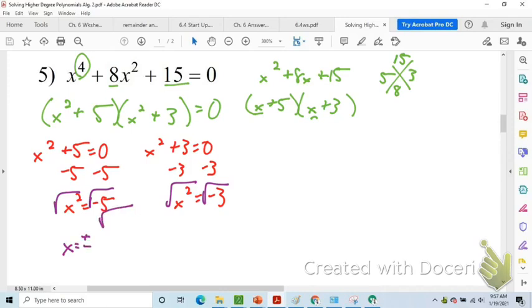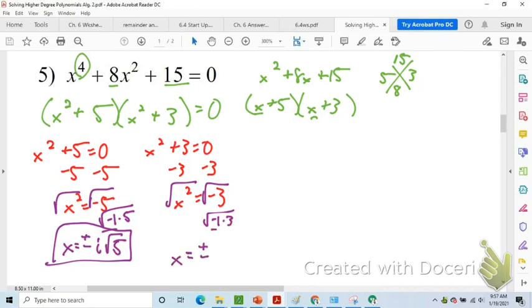If this is the same thing as negative 1 times 5, the square root of negative 1 is i, and the square root of 5 is the square root of 5. So those are your first two zeros that we just found. Over here, this would be like square root of negative 1 times 3. So x is going to equal plus or minus the square root of negative 1 is i, and the square root of 3 is the square root of 3. So those are my 4 solutions to that one problem.